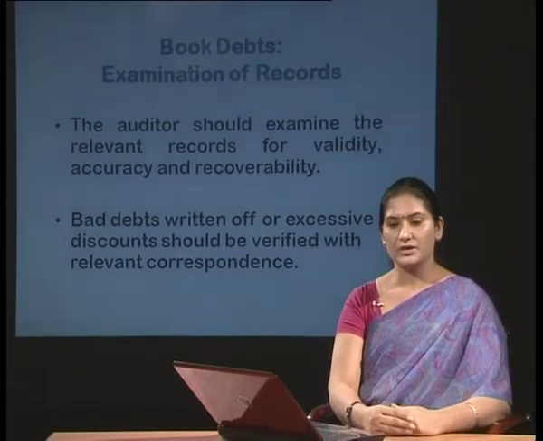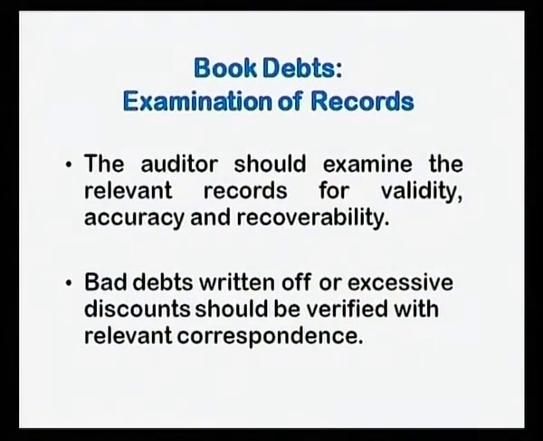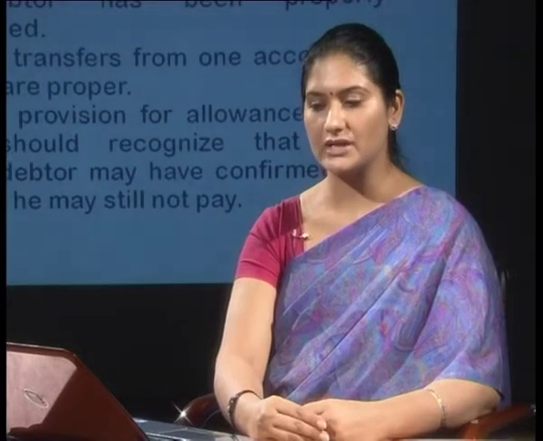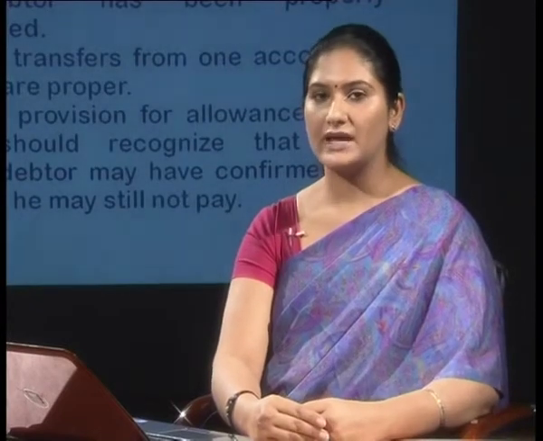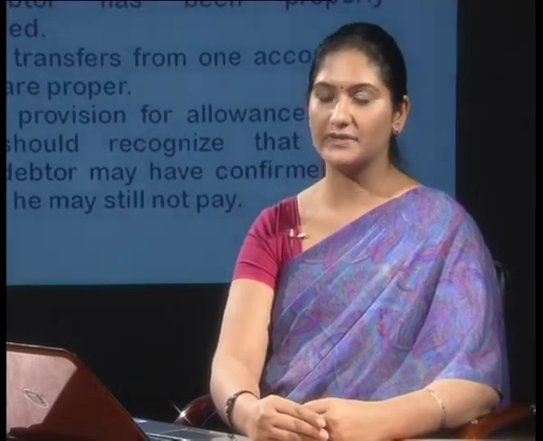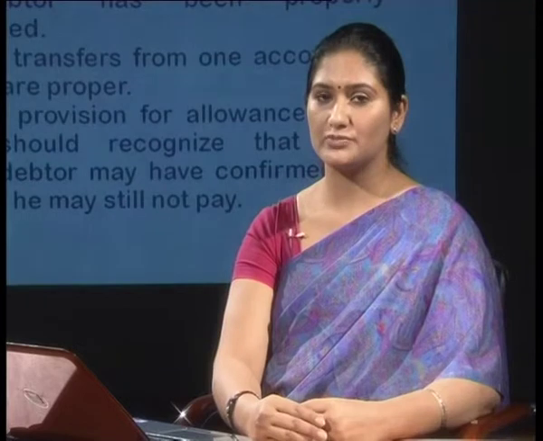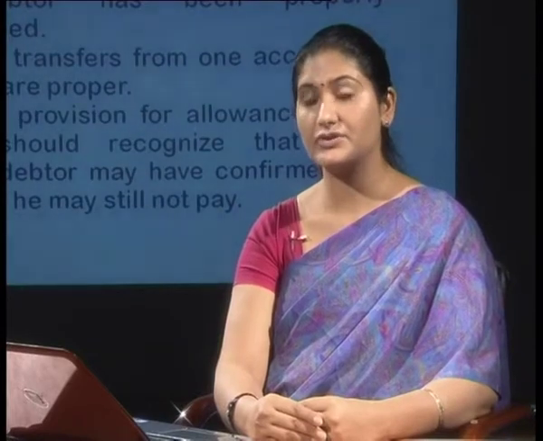Now, how to examine the records? The auditor should examine the relevant records for validity, accuracy and recoverability. Bad debts written off or excessive discounts should be verified with the relevant correspondence. Auditors should also check agreement of balances as shown in schedule with the ledger. Now, basically it has to be recognized over here that book debts which are depicted by the financial statements may not be actually recoverable. Hence, an examination should be done deeply, and then it should be safely arrived at what is realizable.